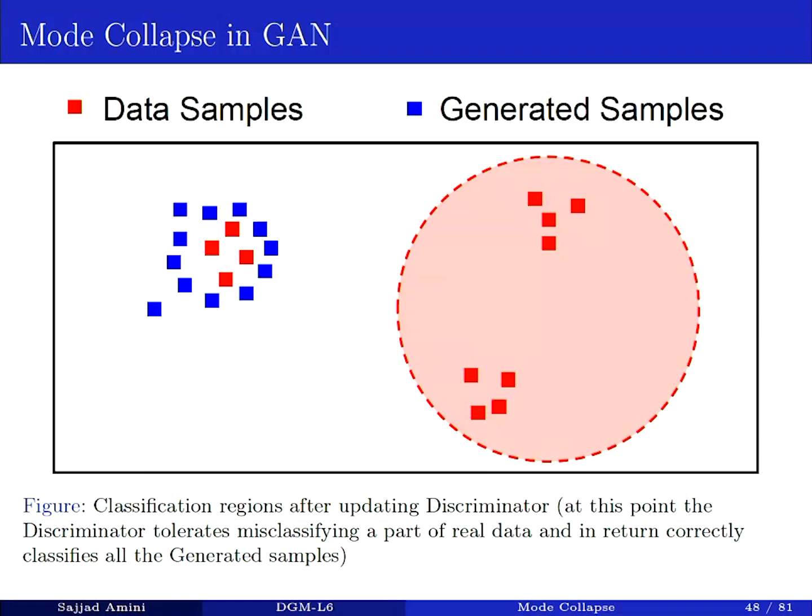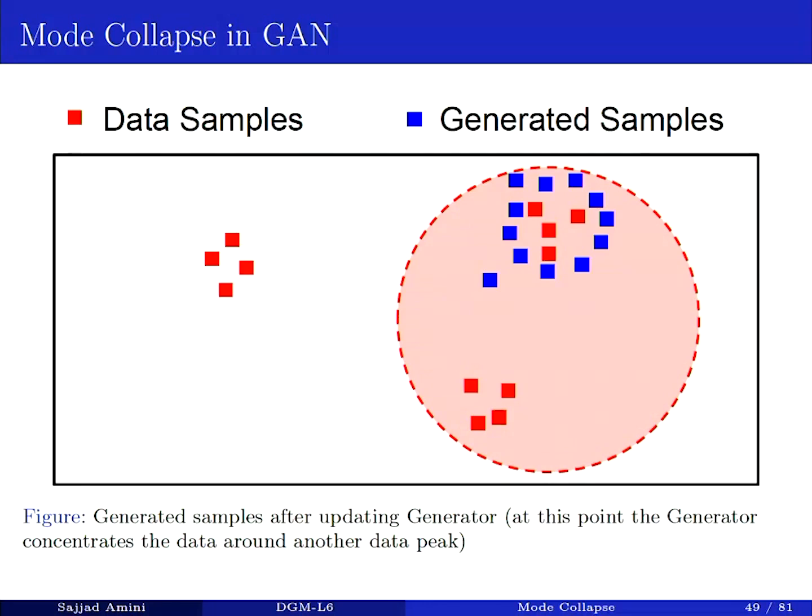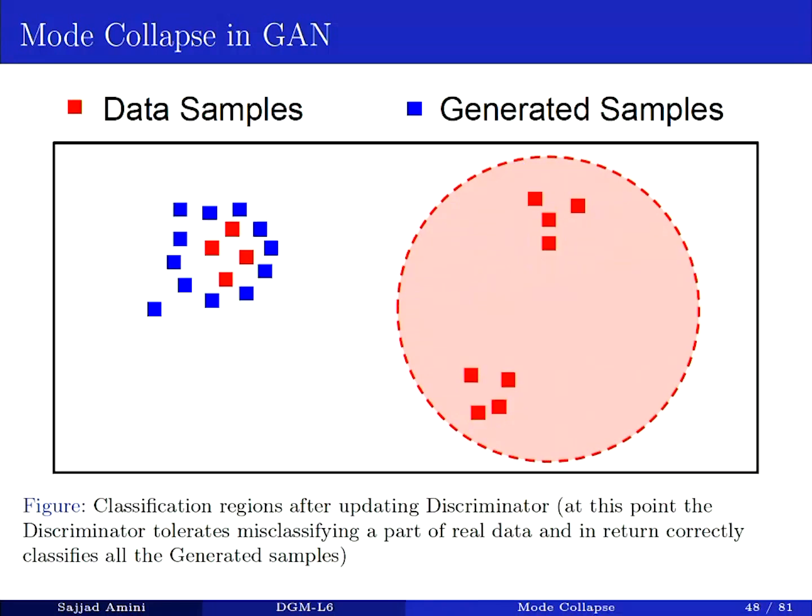So at this point you have this type of samples. What happens next? Next we want to update the generator, okay? The generator is very bad now because all of its samples are considered as generated. So the generator is in a bad state. What do you think happens to the generator if you update it?